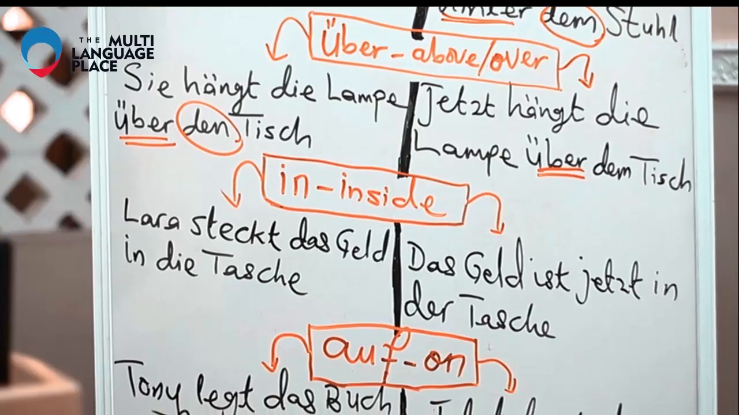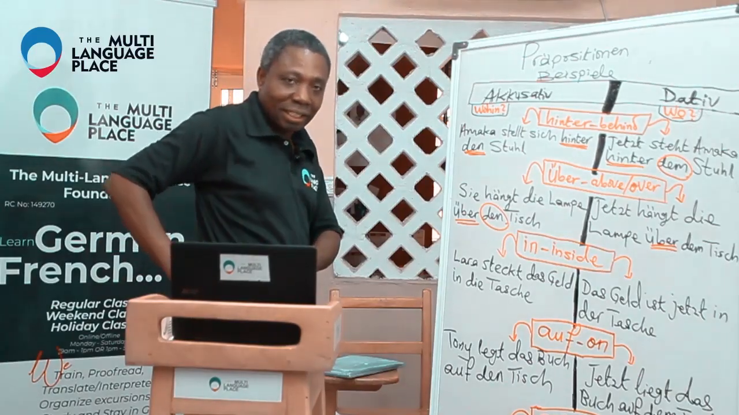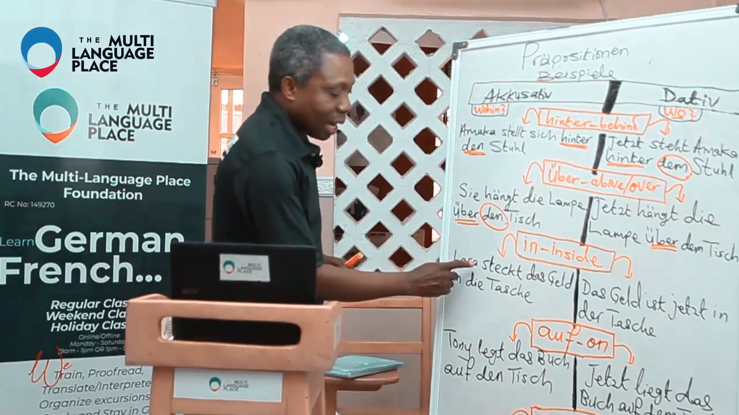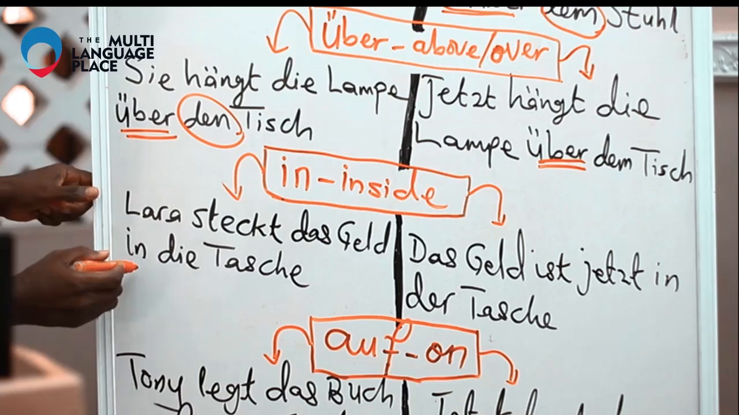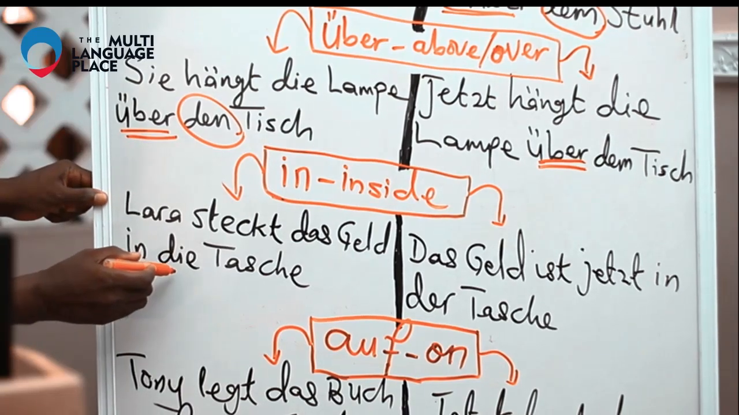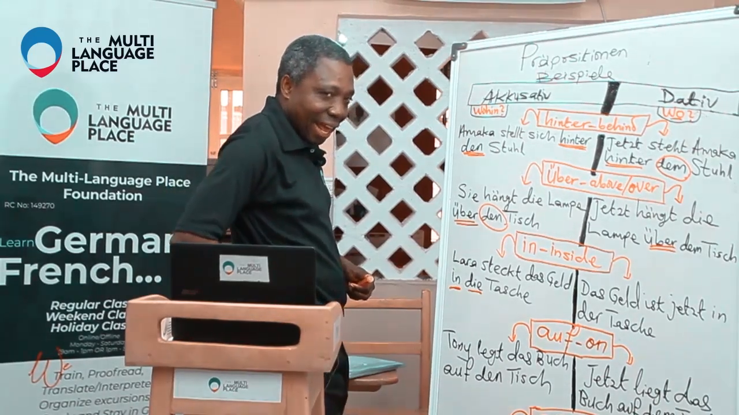Lara steckt das Geld in die Tasche. Lara is putting the money in the pocket. So this in is going to take accusative because this is feminine. This is feminine accusative, die, because of the movement involved. And Lara is taking the money and putting it inside a pocket.